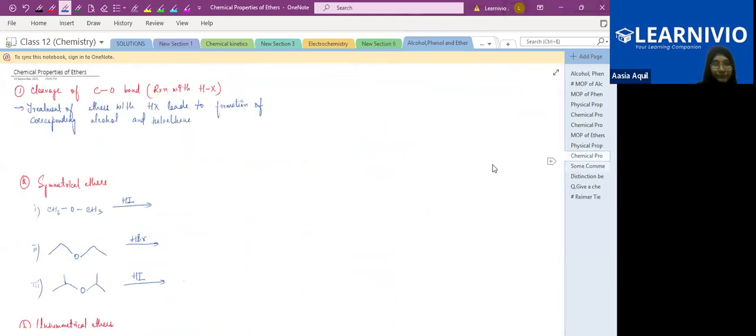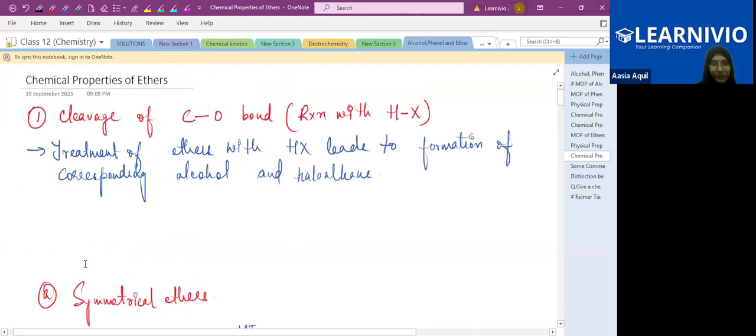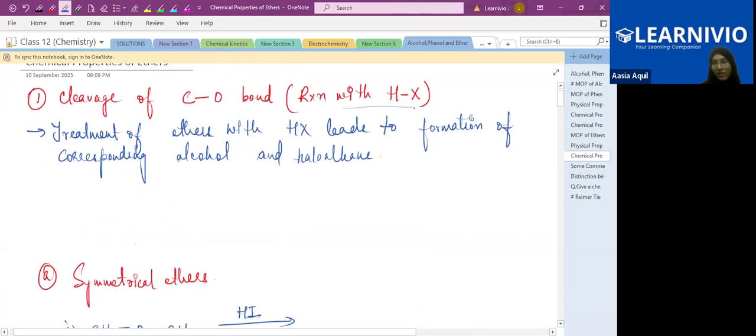Now, chemical properties of ethers. This is very important. First reaction is when you cleave the C-O bond, the carbon and oxygen bond. So first reaction is the reaction with HX. In the reaction with HX, आपने क्या करना? You have to cleave the carbon and oxygen bond.